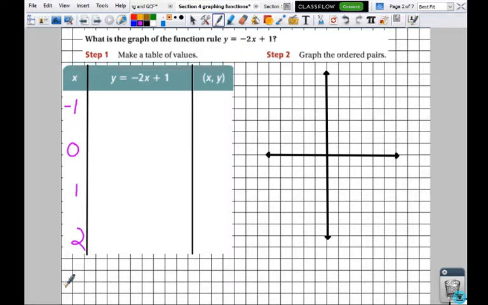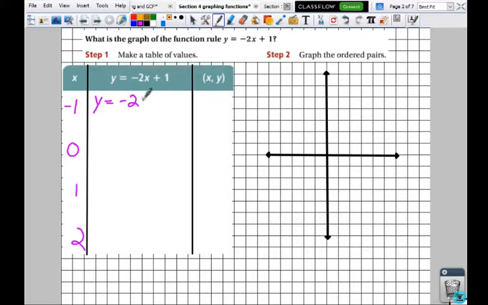So what we're going to do is take our x's here, plug them into our equation, and solve it for y. So my y is going to equal negative 2, and instead of x now, I'm plugging in negative 1.